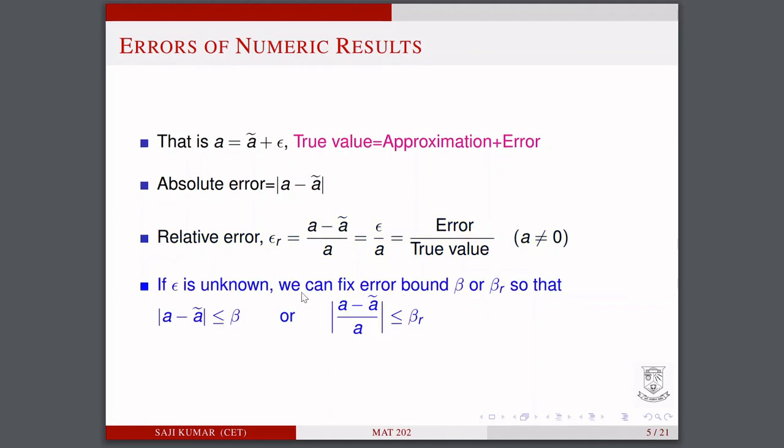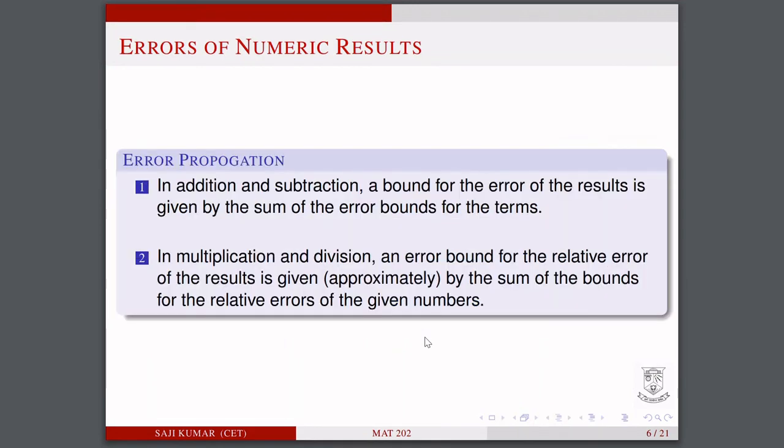If epsilon is unknown, we can fix an error bound beta or beta r so that the absolute value of A minus A tilde is less than or equal to beta, or the absolute value of (A minus A tilde) by A is less than or equal to beta r. See how the magnitude of errors propagates as the computation increases. Error propagation. In addition and subtraction, a bound for the error of the result is given by the sum of the error bounds for the terms.